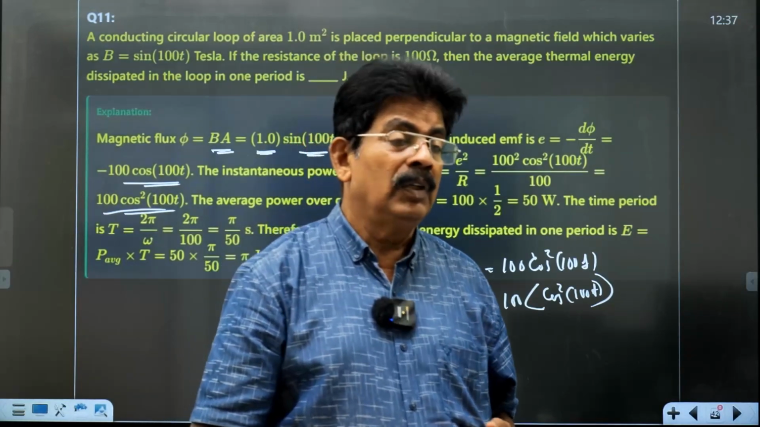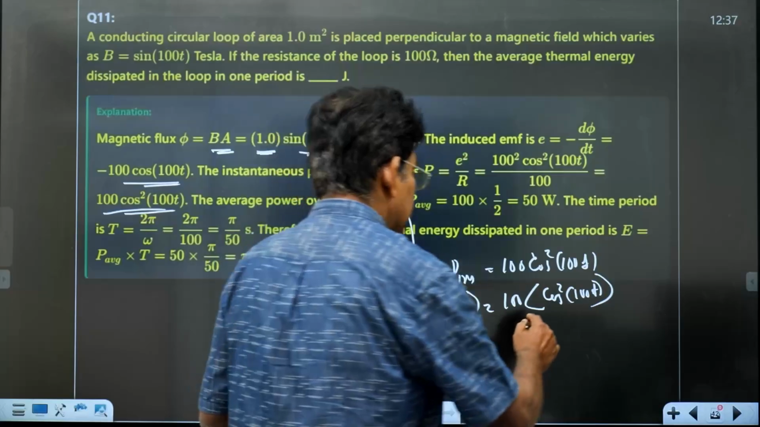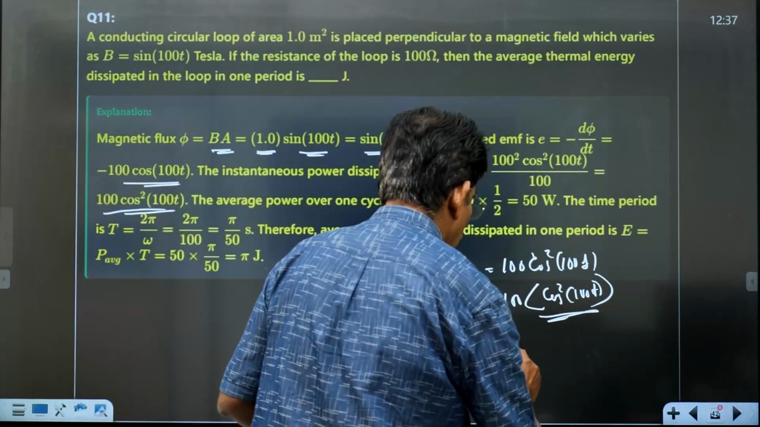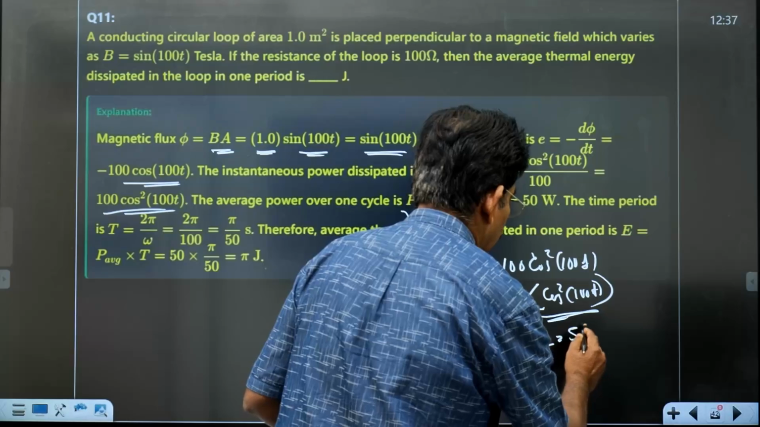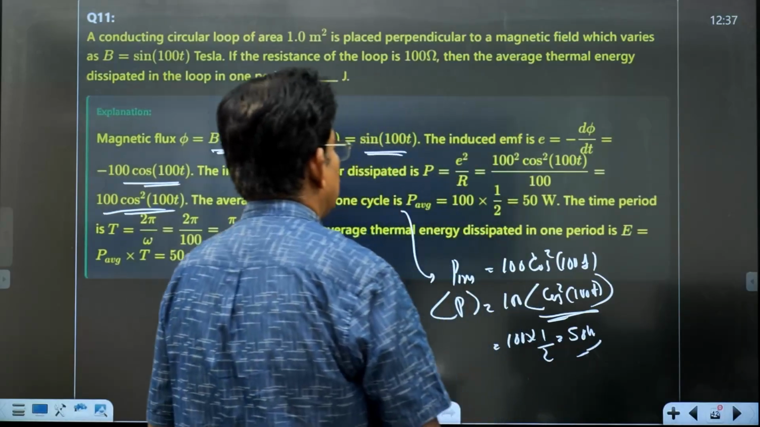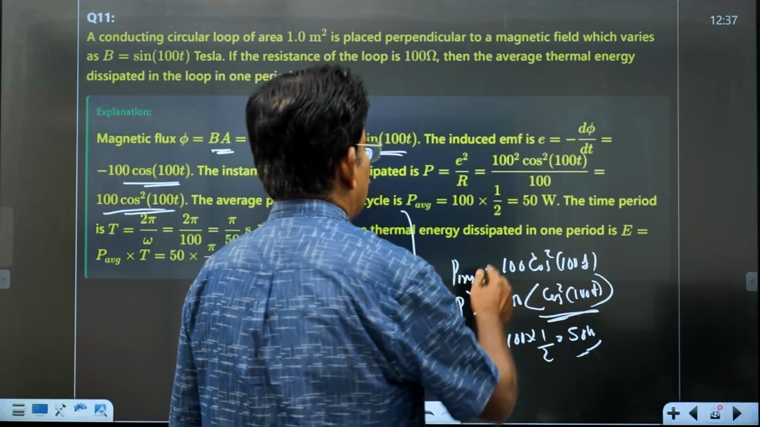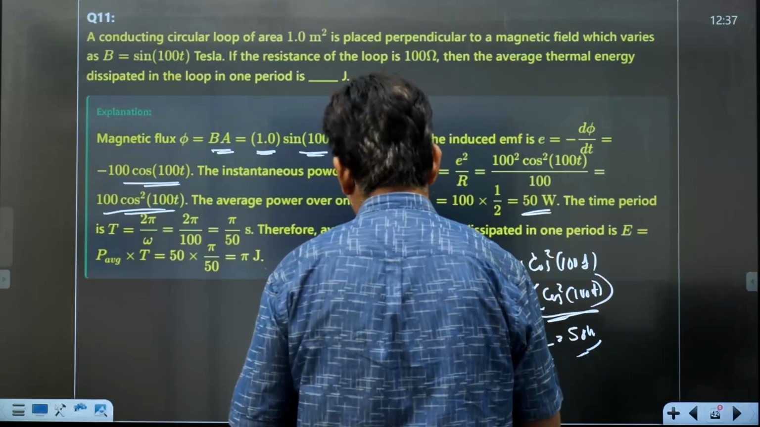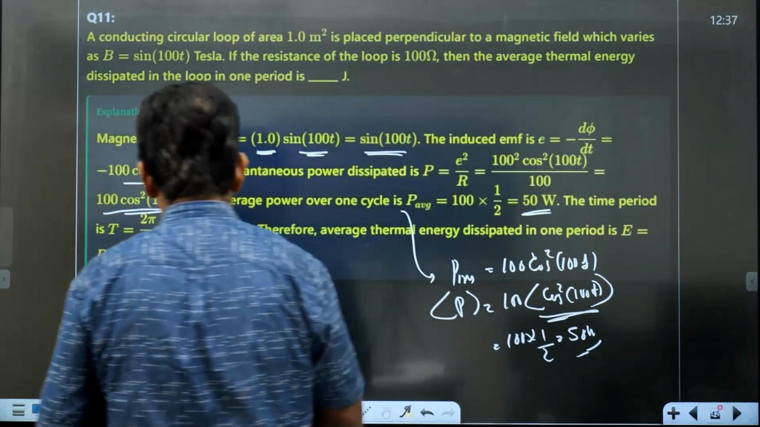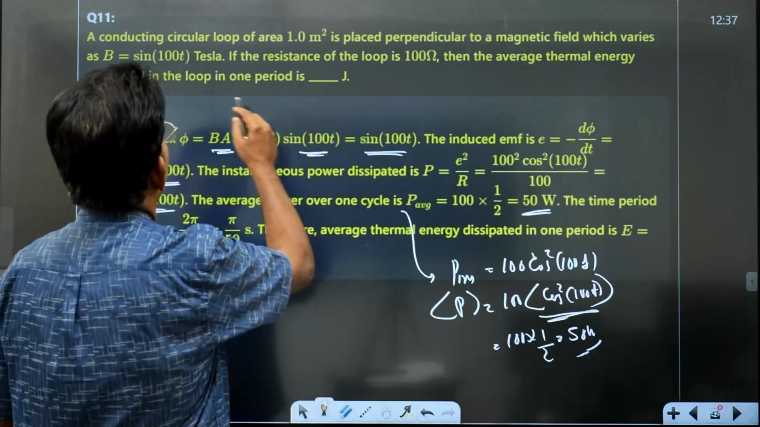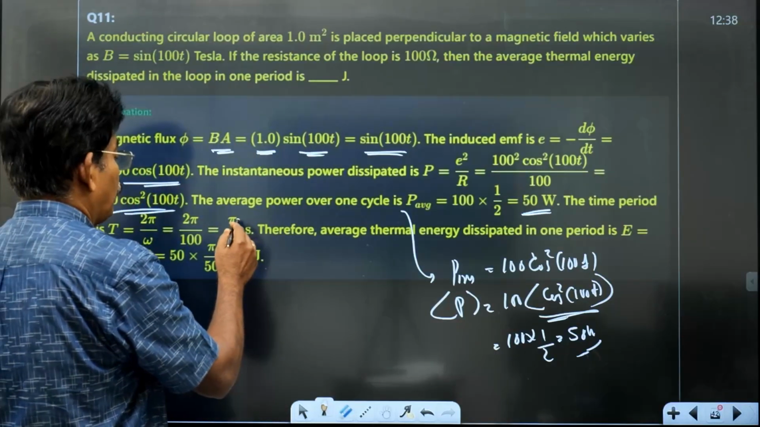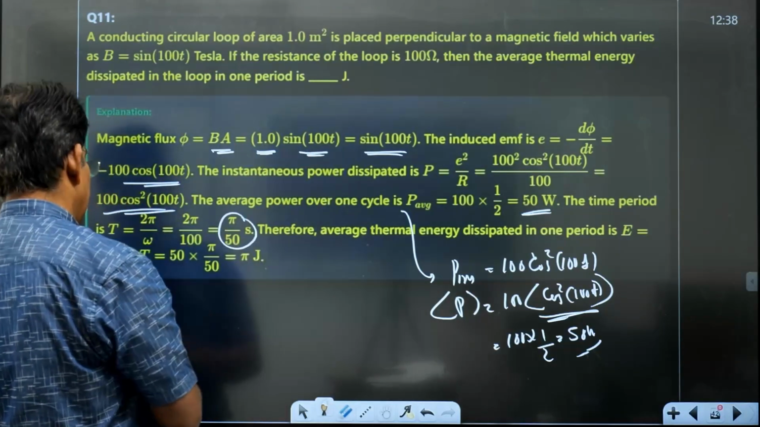the sine square term will be half. So this will be half. Therefore, 100 into half comes to be 50 watts. Isn't it? Then average power is given by 50 watt. Now, time period is 2 pi by omega. Omega is given to be how much? Sine 100 t, so omega is 100. So the time period is pi by 50 seconds.